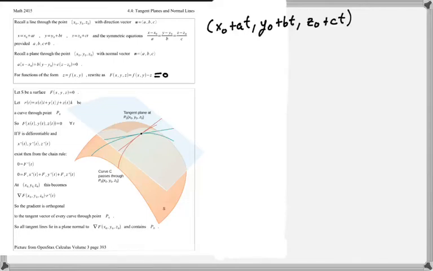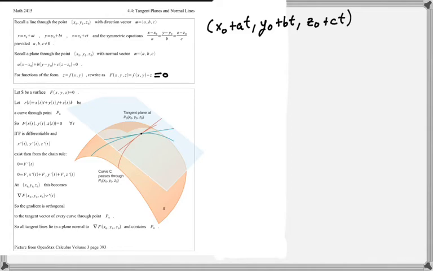Alright, this is going to be a video on section 4.4 that's going to be tangent planes and normal lines. So recall a line through the point x naught, y naught, z naught with a direction vector of u, which is equal to the vector abc.